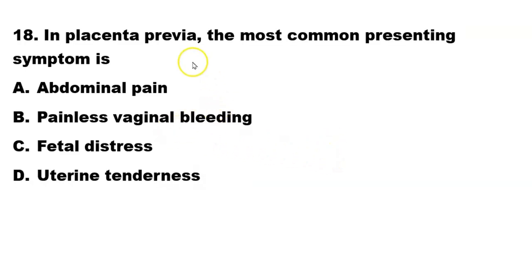Number 18: in placenta previa, the most common presenting symptom is A. abdominal pain, B. painless vaginal delivery, C. fetal distress, D. uterine tenderness. Please try to guess the answer within 5 seconds.